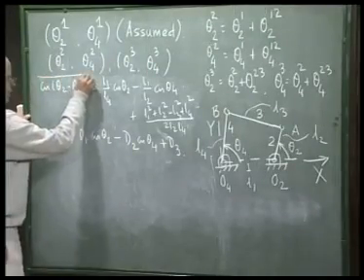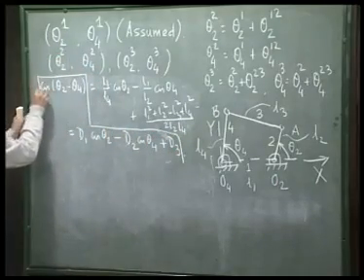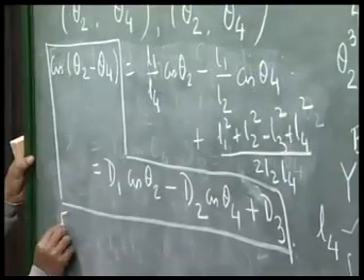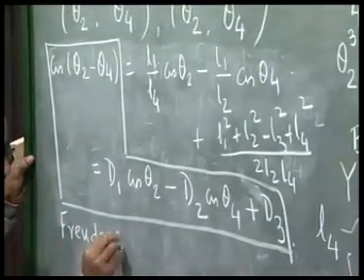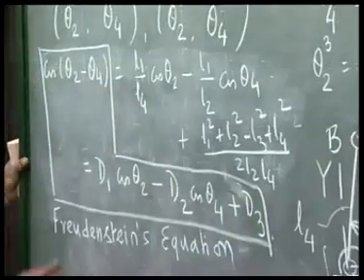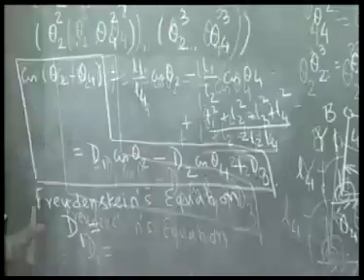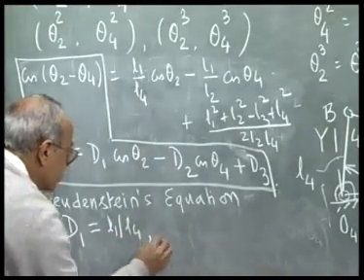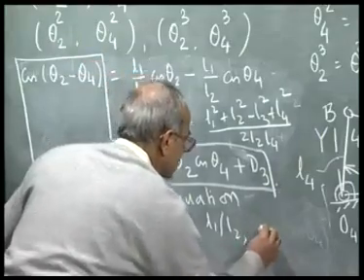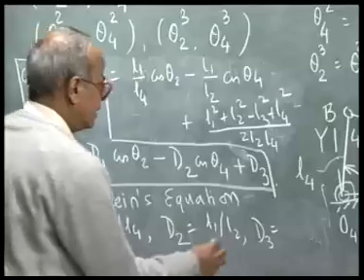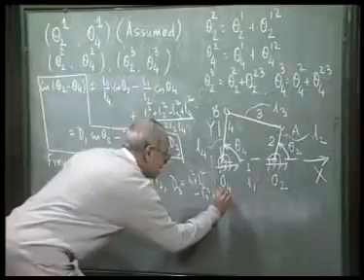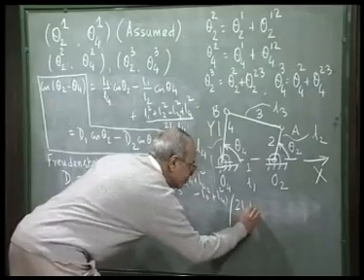And this equation is called the Freudenstein's equation, where the three design parameters are d1 equal to L1 by L4, another design parameter d2 equal to L1 by L2, and the third design parameter d3 equal to (L1 squared plus L2 squared minus L3 squared plus L4 squared) divided by twice L2 L4.